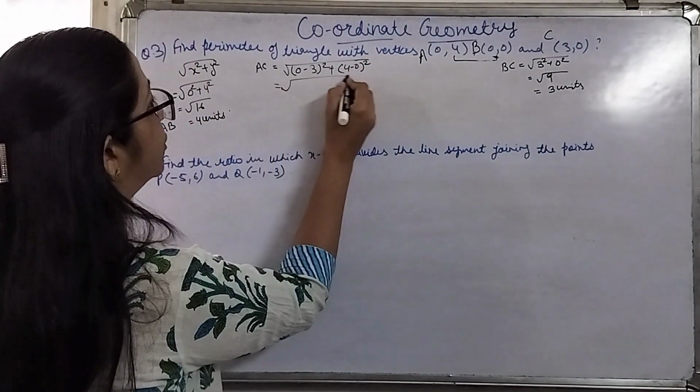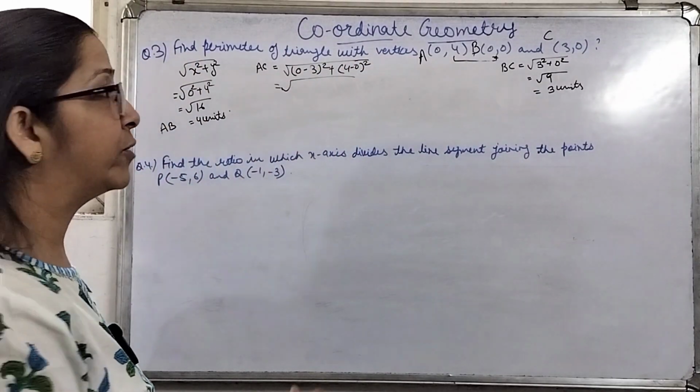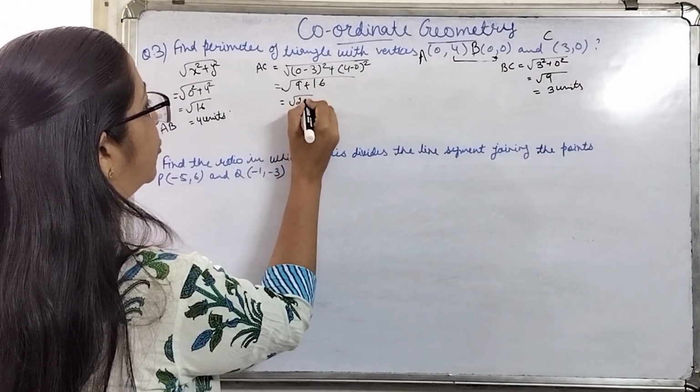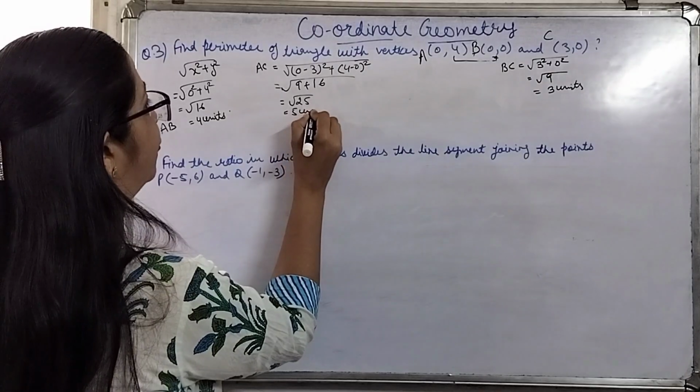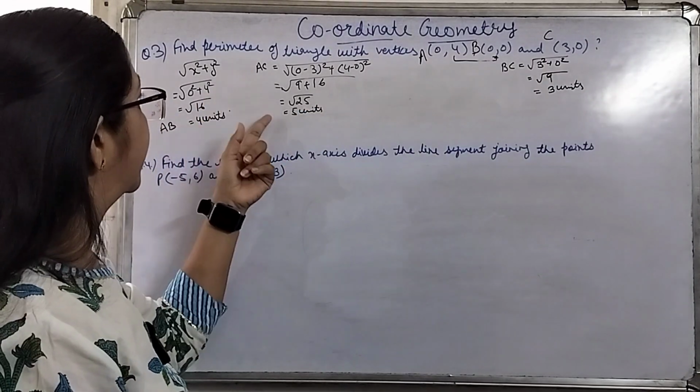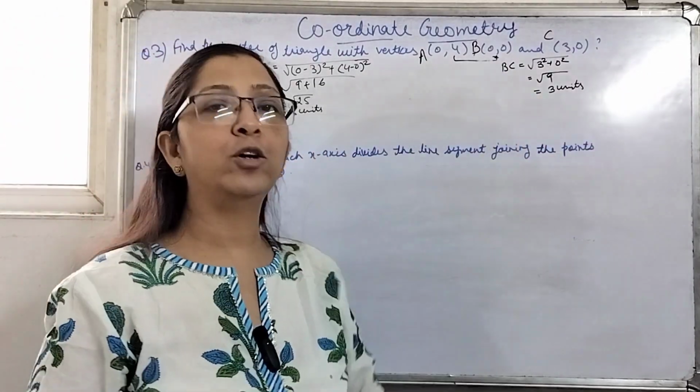So it will be root of 3 square minus 3 square, which is 9, plus 4 square, which is 16. That is root of 25, or we can say 5 units. So the distance between AB is 4 units, AC is 5 units and BC is 3 units.